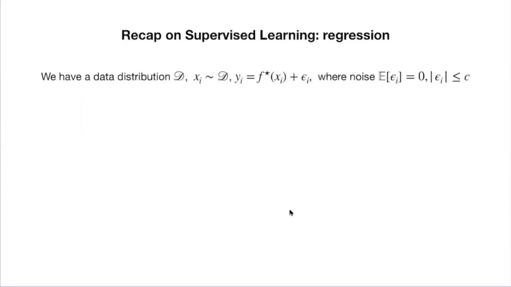Let's formalize the regression problem a little bit more. I have a data distribution D, where I get a sample x_i from this distribution, and then my regression target y_i is sampled from this ground truth function f star, which is unknown, plus some additive noise, where the noise has mean 0 and has bounded range. I'm just describing a way to generate the training data. And we want to approximate f star using a finite number of training examples.